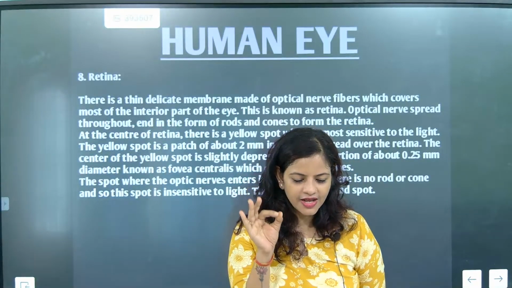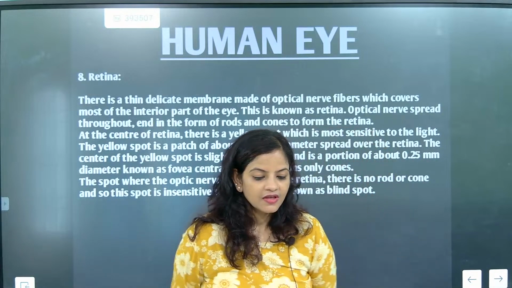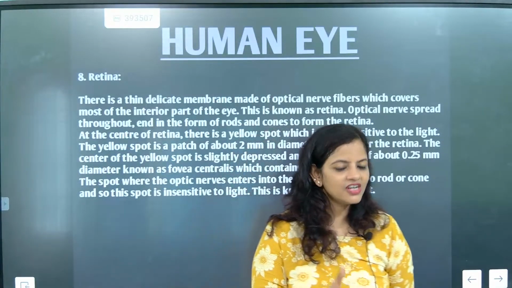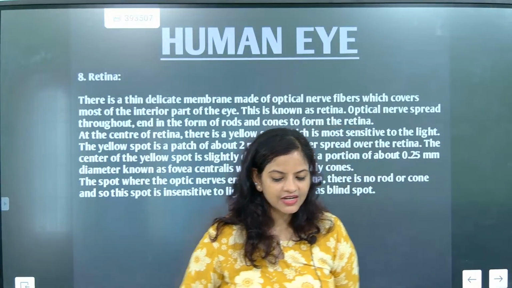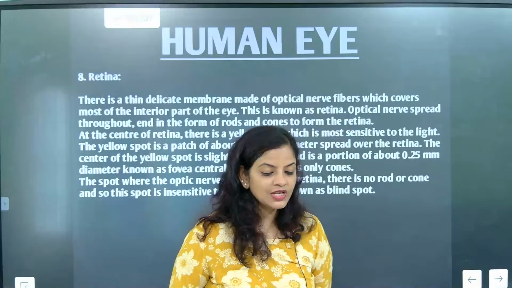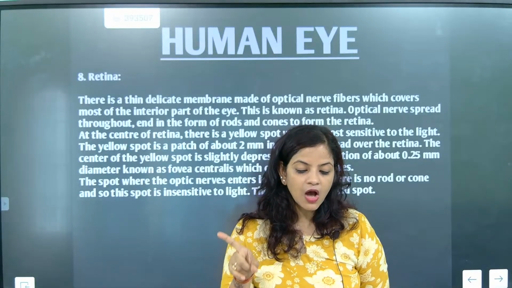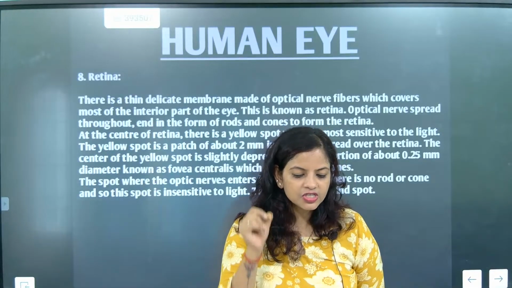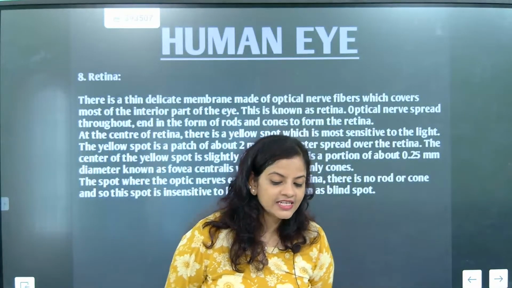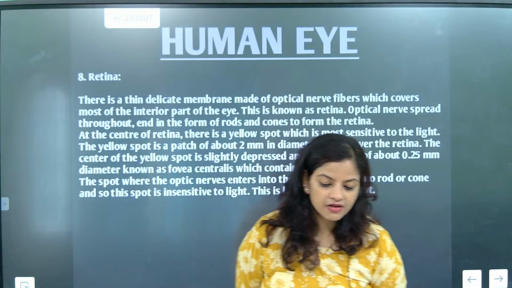Next question. Get ready. Yellow spot is located in. Very good. Offline children have given the answer. Retina. Absolutely correct. Retina. Optic nerve comes out of the eyeball from which spot? Optic nerve takes an exit from where?